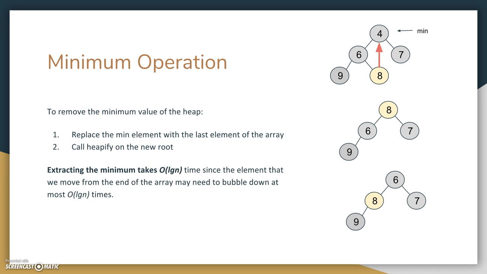When we find the minimum value of the heap, we want to extract it from the heap so that the next call to minimum gives the second smallest value. When we extract the second smallest, the next call gives the third smallest, and so on. So, to do this, we replace the minimum with the last element of the heap, and then call heapify on that element to move it to its proper place. This takes big O of log of n time, since that element may need at most log of n swaps to get to its proper place in the tree.